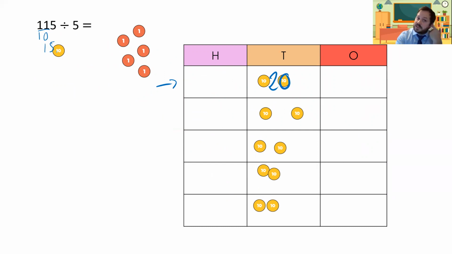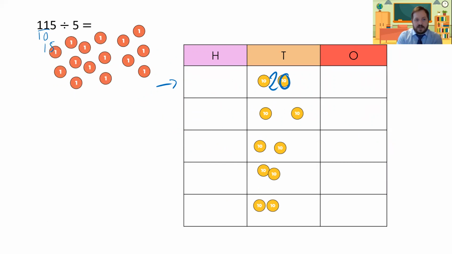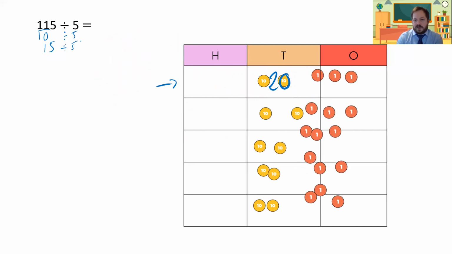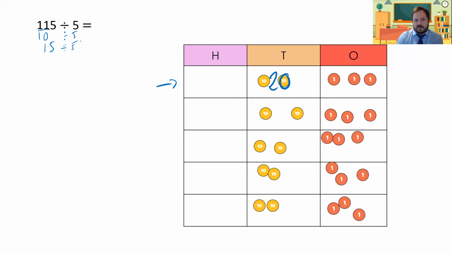So let's exchange this, see if that happens. There we go. There's now 15 ones. And then I can do 15 divided by 5, and think about it in those terms. 15 divided by 5 would be 3. So we have 3 in each of our boxes over there.